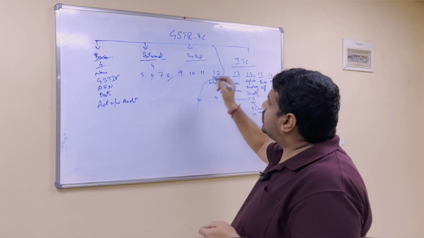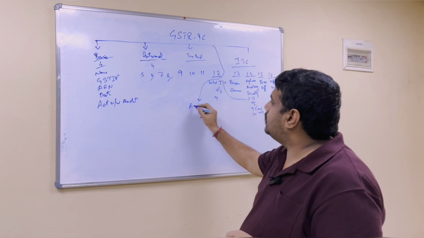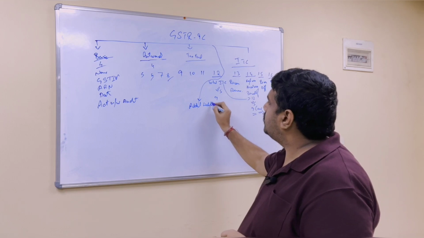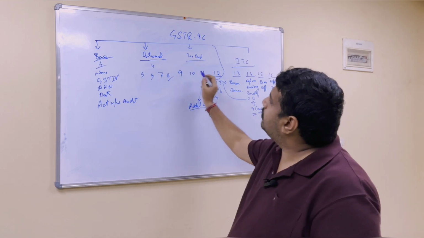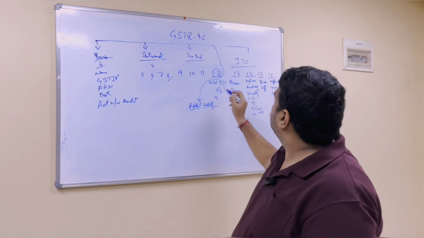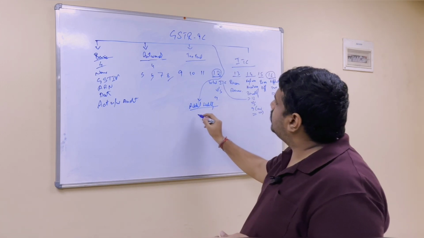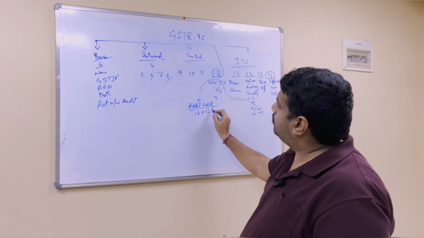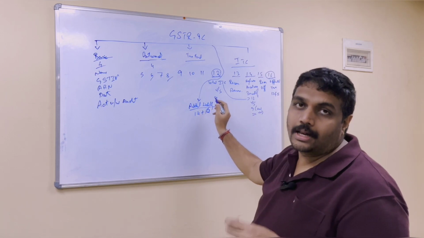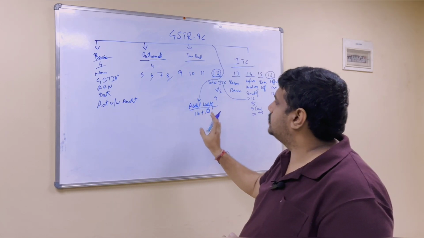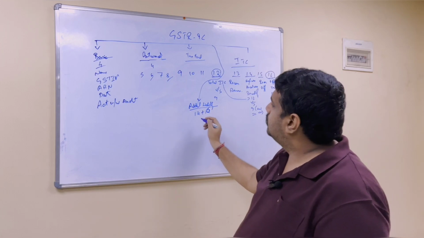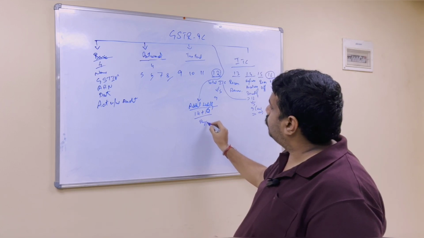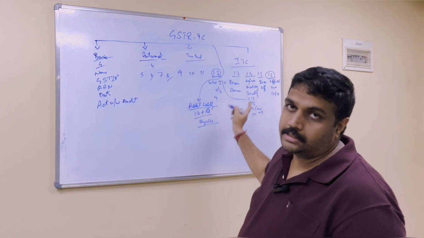The last part of GSTR 9C is the additional liability total of all tables. Additional liability that you need to pay now, which is totaling from table number 12 here and table number 16 here. So additional liability that you have declared in 12 plus 16 will be shown in last table, which is 17, which is not numbered in GSTR 9C, the 17th table. So here total liability is your payable, tax payable now due to this reconciliation.